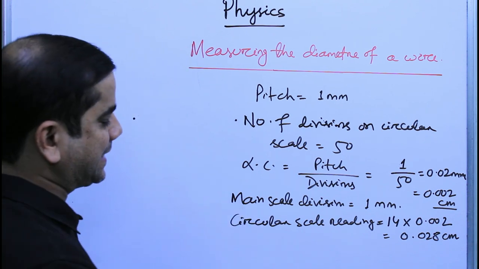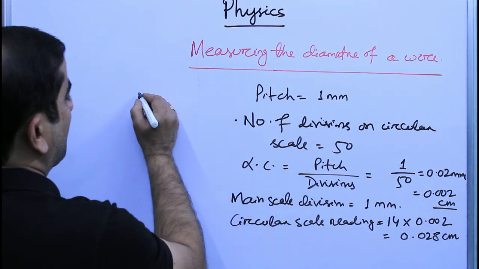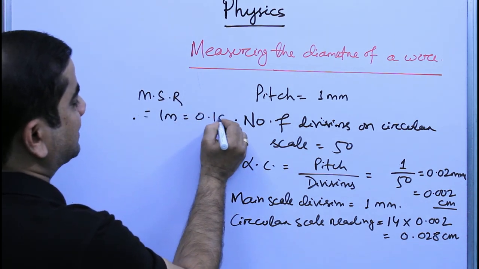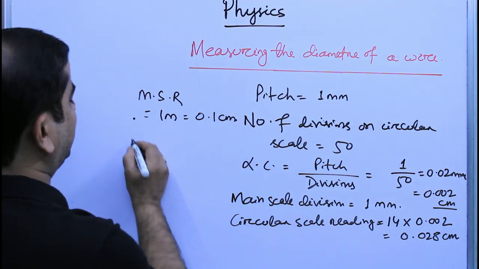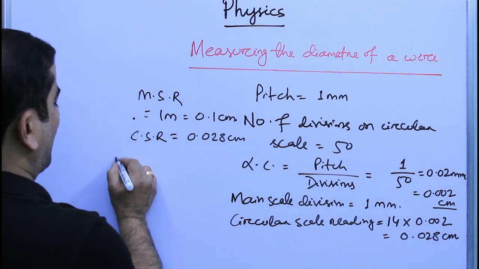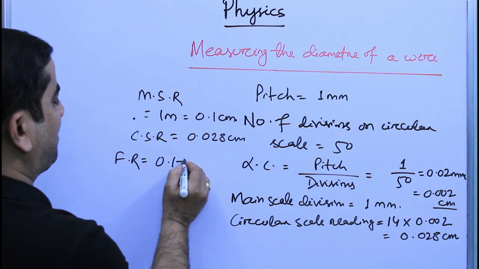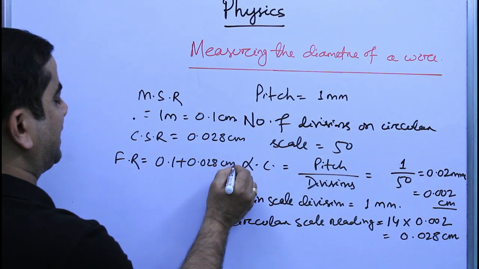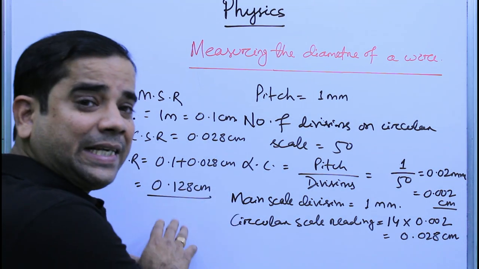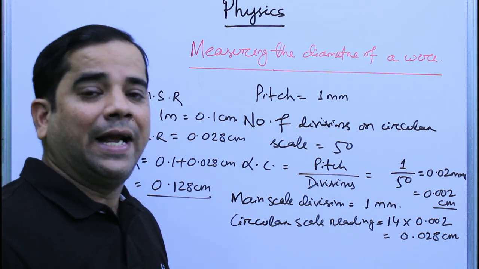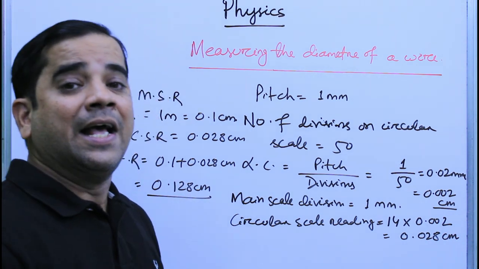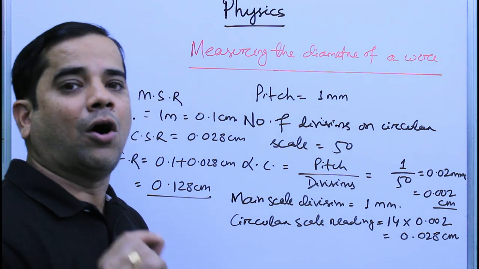So what is the final reading then? We need to add the main scale reading with the circular scale reading. The main scale reading is equal to 1 millimeter, that is 0.1 centimeter, and the circular scale reading is 0.028 centimeter. So the final reading would be 0.1 plus 0.028 centimeter. So it gives me 0.128 centimeter. This is the diameter of the wire. As we don't have any zero error in this screw gauge, 0.128 centimeter is the final reading, or the final diameter of the wire.